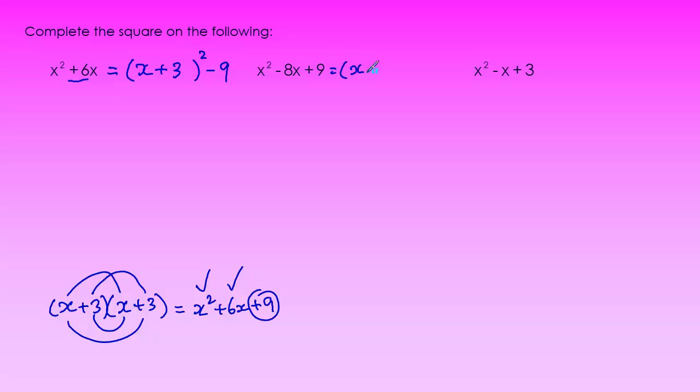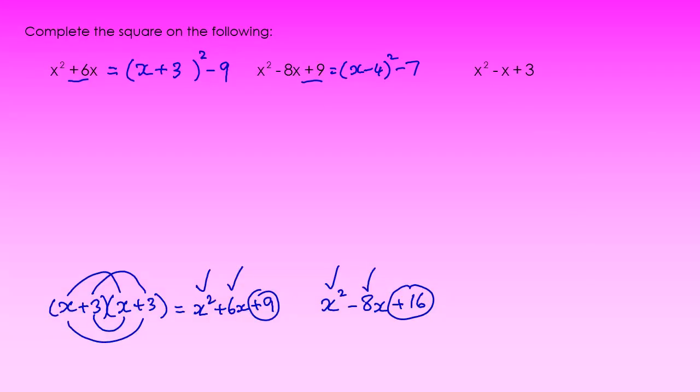We'll have x and half of -8 squared. Now if you expand that, and I'm not going to go right through the process, you'll get x squared minus 8x plus 16. So the x squared we want, the minus 8x we want, but we only want plus 9, and we have plus 16. So the way to adjust that is just to subtract 7.